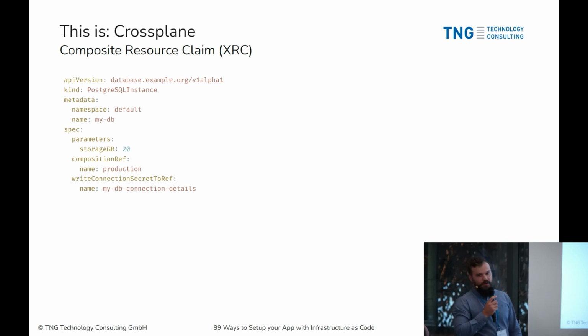Because of this rather complex topic, we did not put it underneath our slides, so you need to believe me when I say that this is a composite resource claim, an XRC, which is part of the documentation of Crossplane, and this is how you can get a SQL instance in whatever provider is used underneath by the platform team. One thing which is quite valuable here is this write connection secret to ref, and this is the place where you get all the details like where can I connect to this instance, what is the username and password and so on.